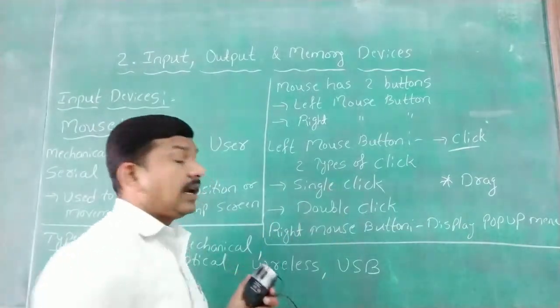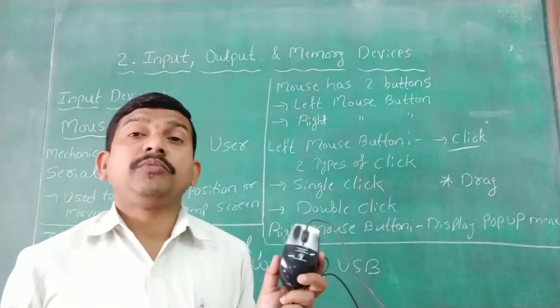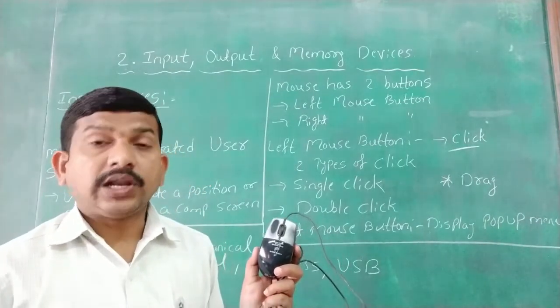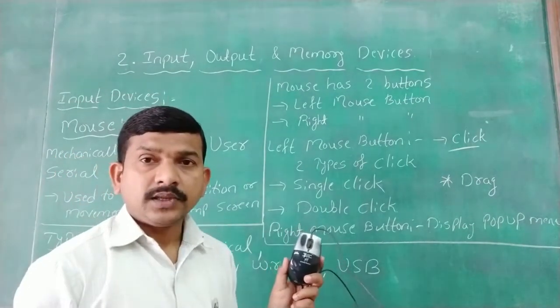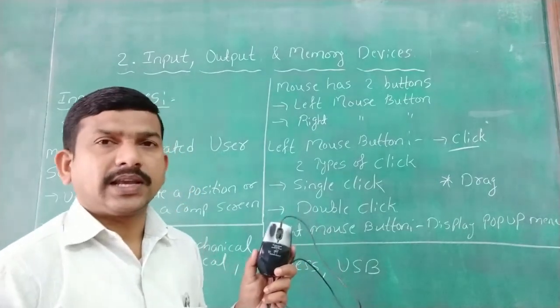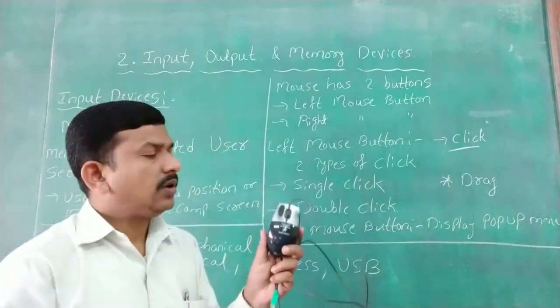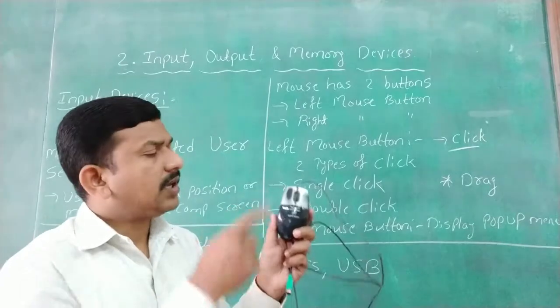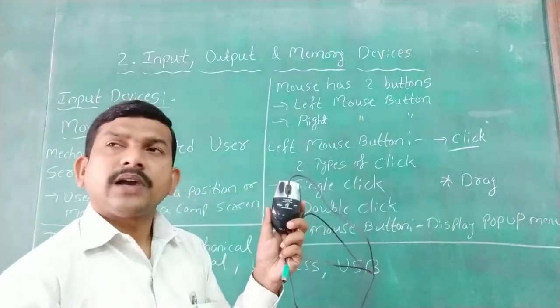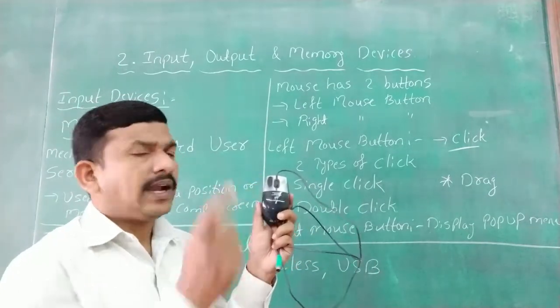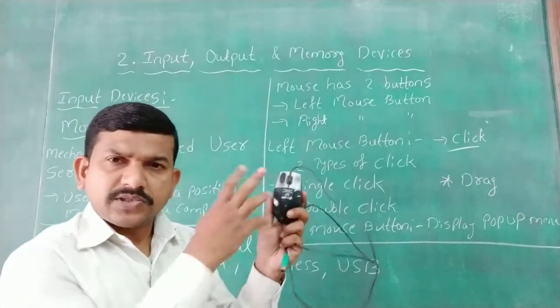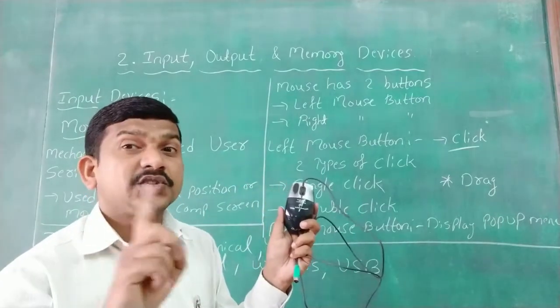Then second one, double click. What do you mean by double click? Double means 2. So what does double click normally mean? According to you, press and release, after a few seconds, press and release. You have clicked 2 times, but it is not a double click.